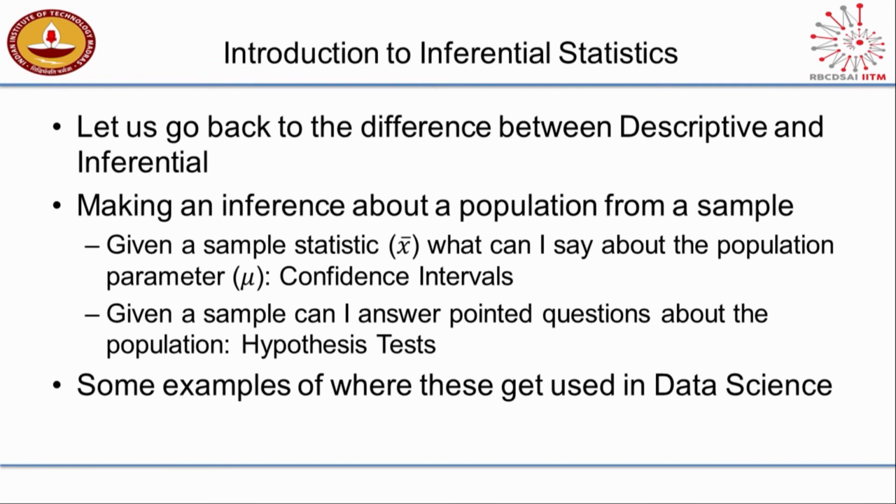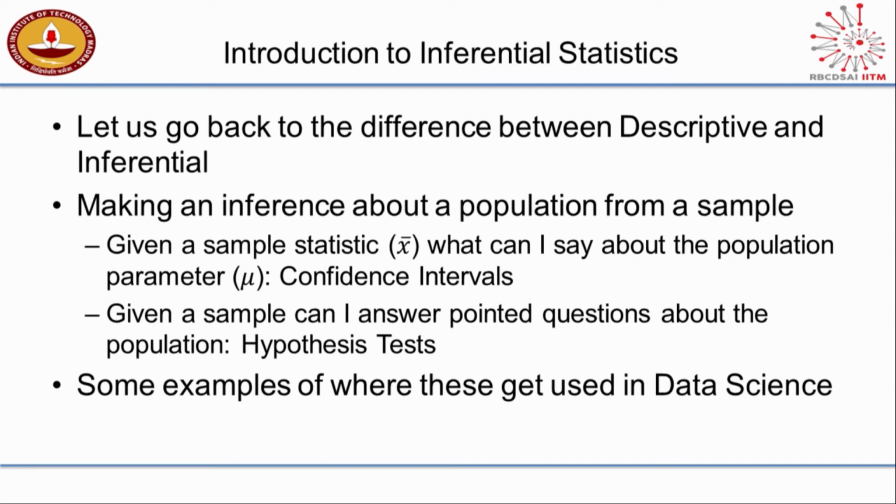For that sample, if I take the mean, that's called x bar. That's not called mu. Mu is the parameter. Okay. So you're going to try and do two kinds of things. Broadly, these are the two kinds of things that you'll be doing. Given a sample statistic like x bar, what can I say about the population parameter mu?